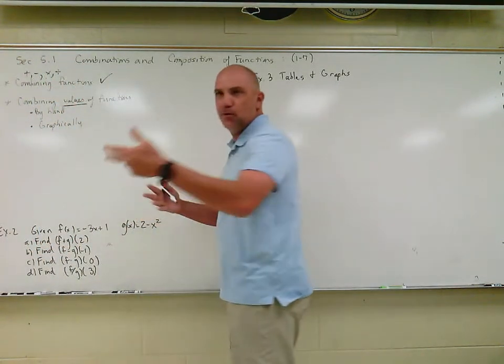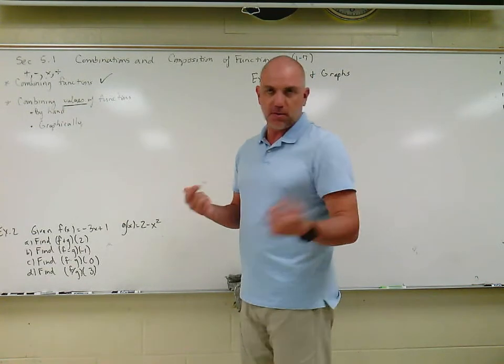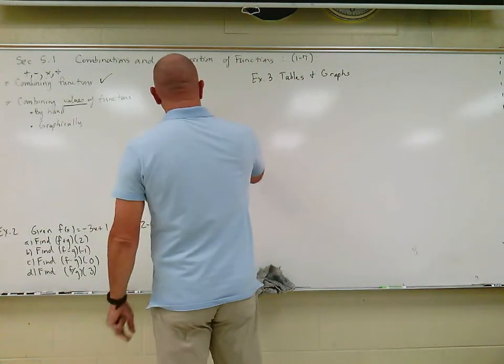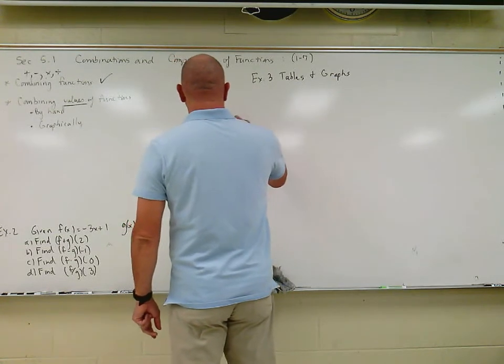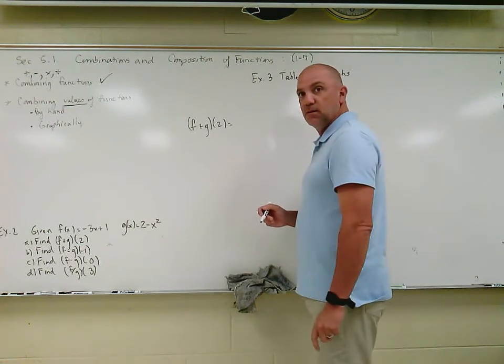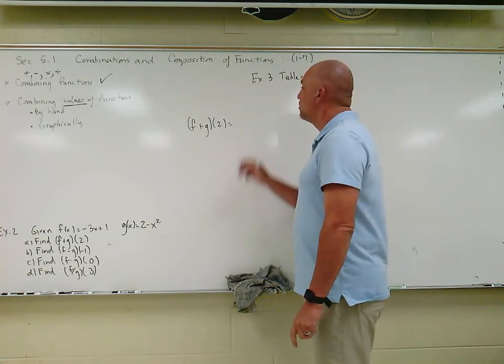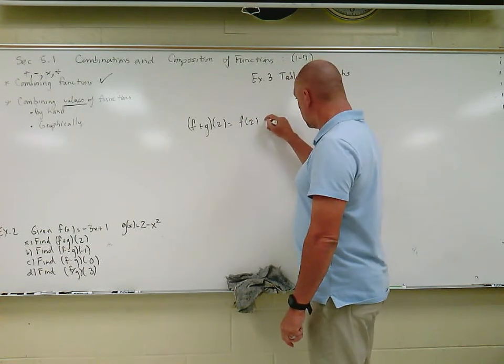So here I made a new f and g. It doesn't always have to be f and g, but it's usually f and g, right? It's usually what we use. So what is this asking? f plus g of 2. Does anybody know how we can rewrite it? What is this really asking? f of 2 plus g of 2.